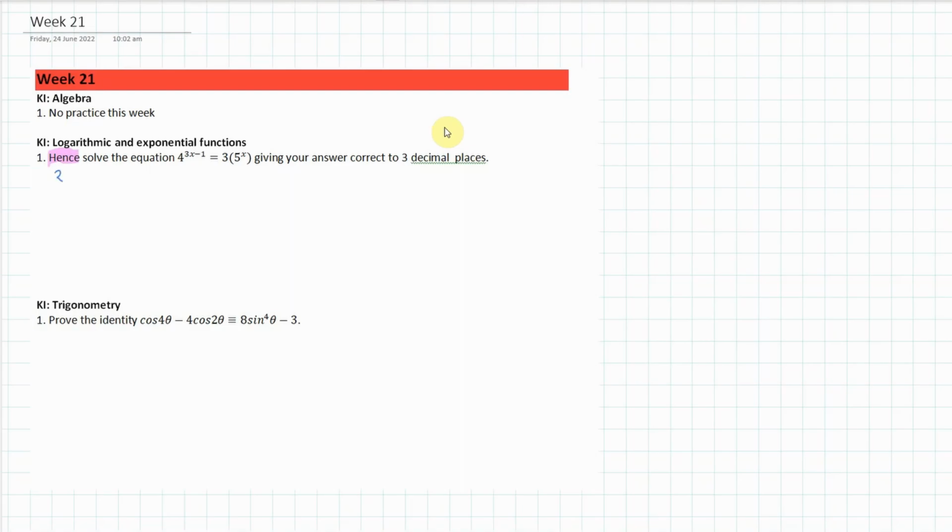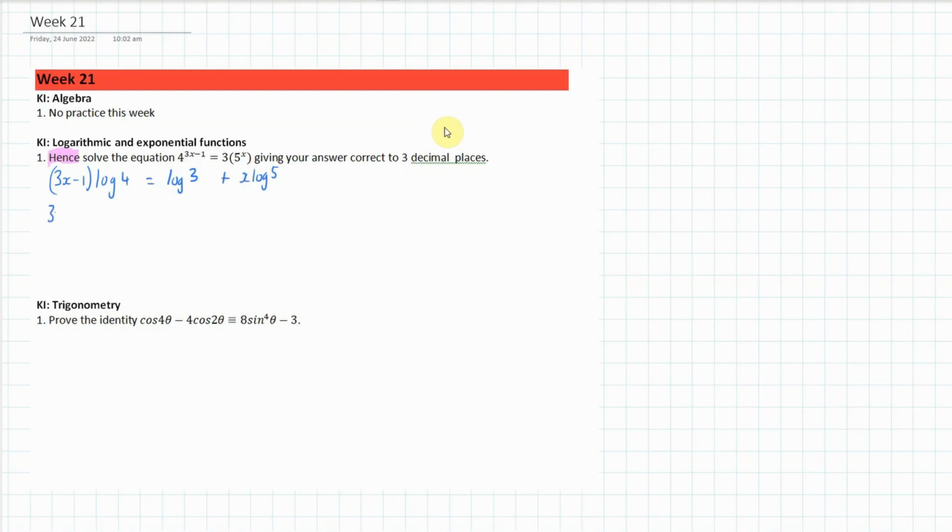So I could rewrite as my first step 3x minus 1 using the power rule there, log base 10 of 4, equals, and then I can separate these ones out using the multiplication rule, log base 10 of 3 plus x log 5. Just think about your log rules there, and that's how I've done that.